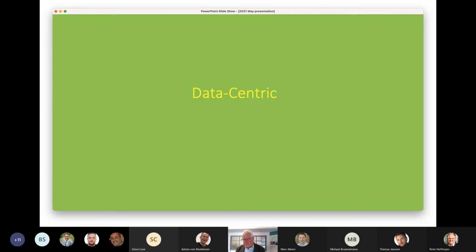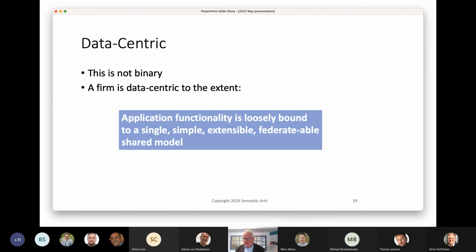Well, our proposal, our recipe, our suggestion is to become data-centric, and that is a process. It's not a product. It's not an application for sure. And it's certainly not binary. You don't suddenly wake up one day and say, I am data-centric. But you can tell that you're becoming more data-centric to the extent that the functionality that exists in your enterprise is loosely bound, meaning it could easily be replaced and substituted in and out without breaking anything else. That's what loosely bound means.